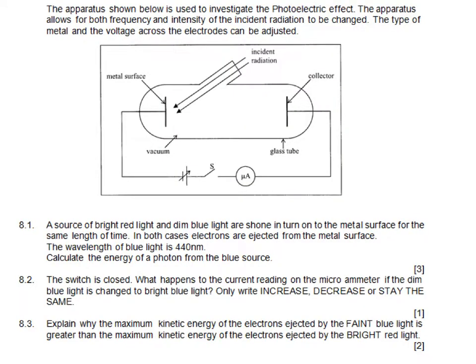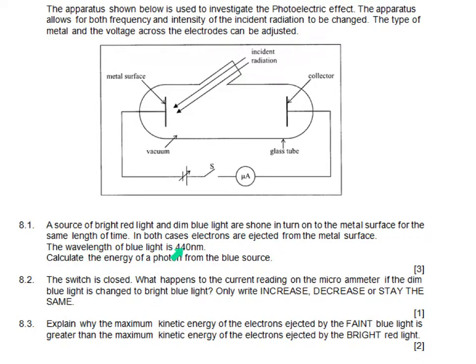We've got an apparatus shown here to investigate the photoelectric effect. The apparatus shows both frequency and intensity of the incident radiation can be changed. The type of metal and the voltage across the electrodes can be adjusted. So it's quite a lot like the PhET simulation, really. A source of bright red light and dim blue light are shone on the surface of the metal for the same length of time. In both cases, electrons are ejected.